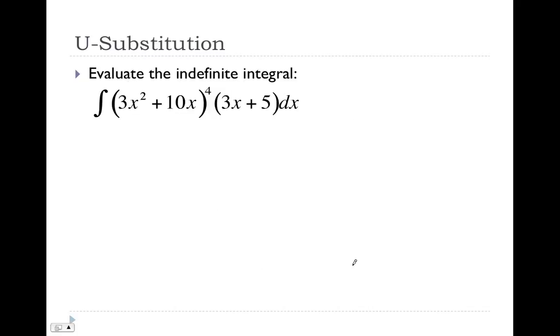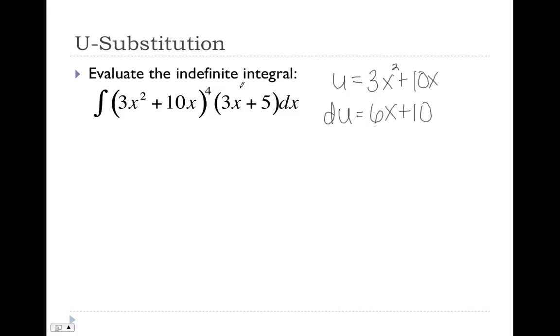Next example, either pause and work it out and then watch my solution, or for this one and maybe one more, you can just follow along. Again, I notice I have some quantity raised to the 4th power. Then I have something else out here that's not a constant but is linear. However, I notice that if I assign u kind of the way I want to, 3x squared plus 10x, and I just go ahead and test and see what du gives me, 6x plus 10.